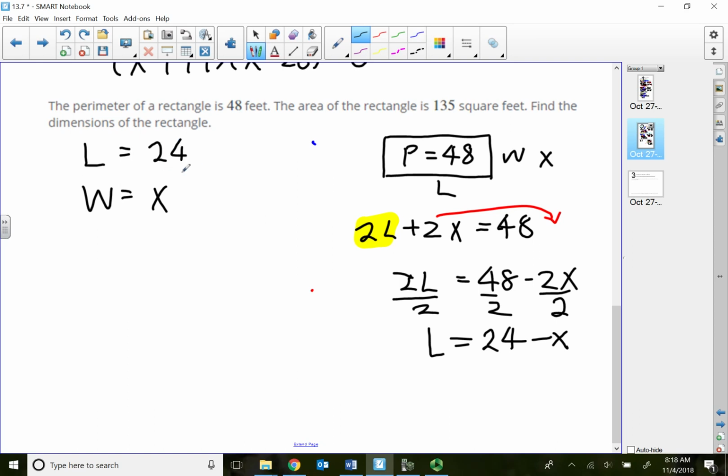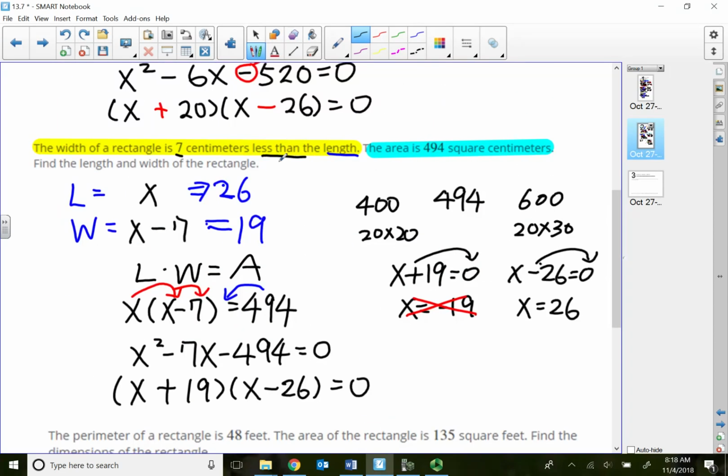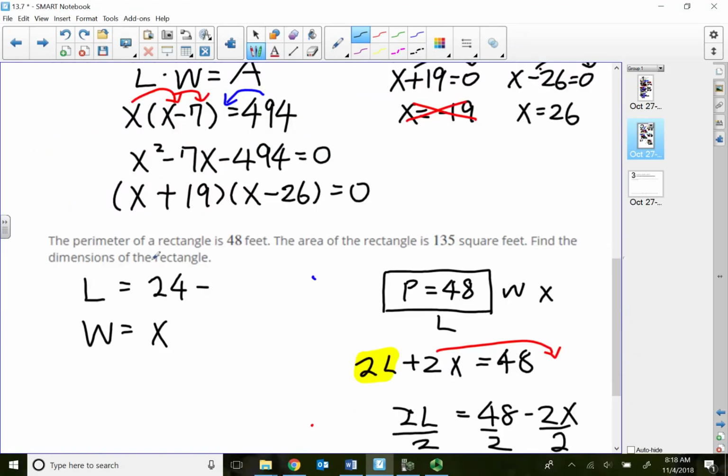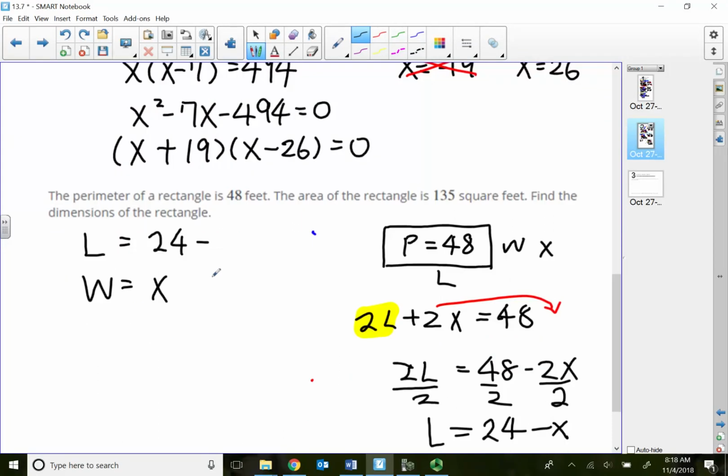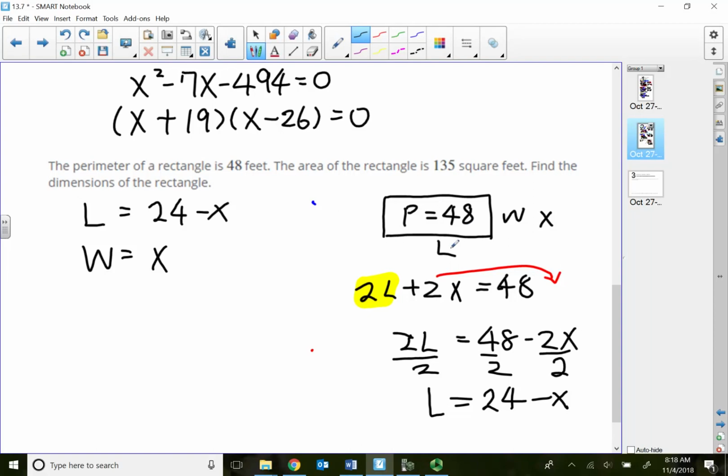So this problem is not like the previous one where we have a translation word between the length and the width. So we would need to use the idea of a perimeter formula to help me figure out what my length and the width have to be. All right, kind of makes sense, right? Okay, if the width is already x, that means it's 48 minus 2x equal to 2L. So 1L has to be 24 minus x.